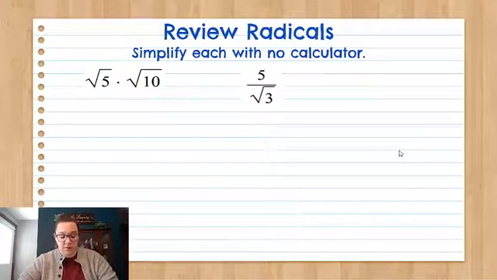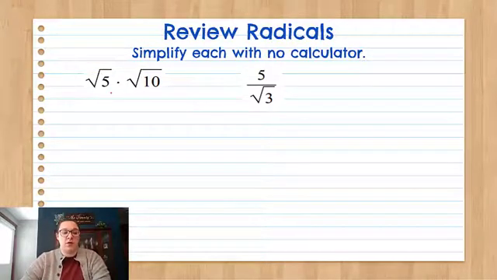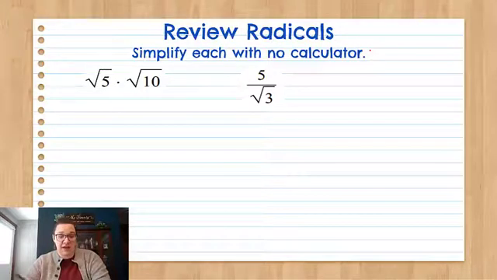Let's first, though, review some radicals. This is a skill from last year, probably for most of you, and I think we need to review it for a moment. So let's simplify each of these. And when I say simplify, by the way, the smallest number possible has to be inside the radical, and also there can be no radicals in the denominator. Those are rules of simplifying radicals.